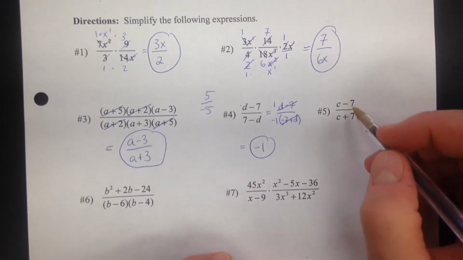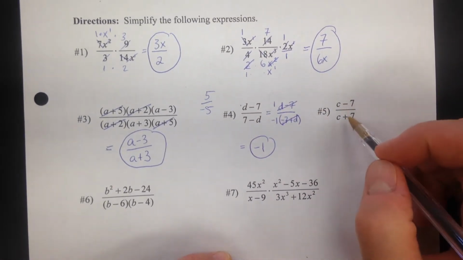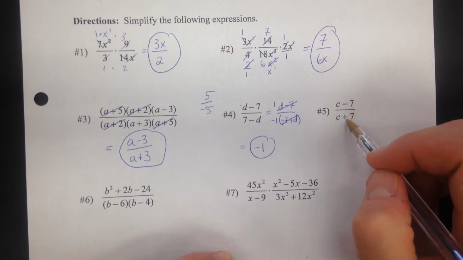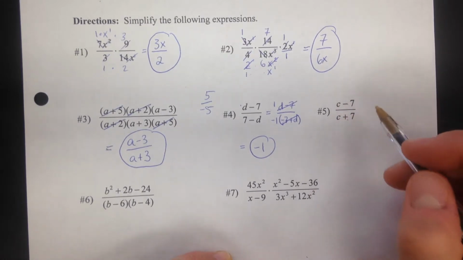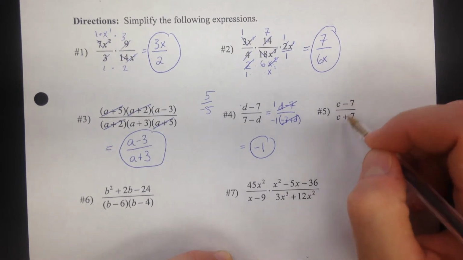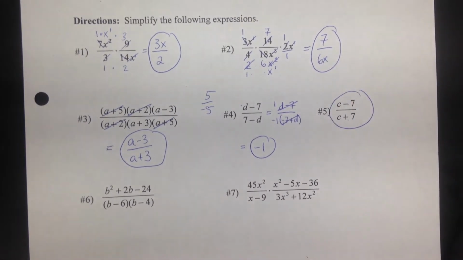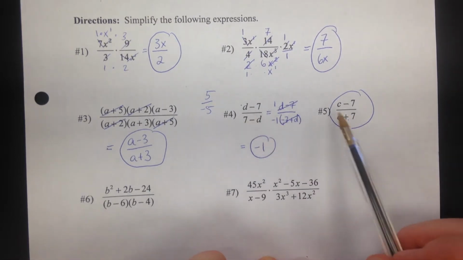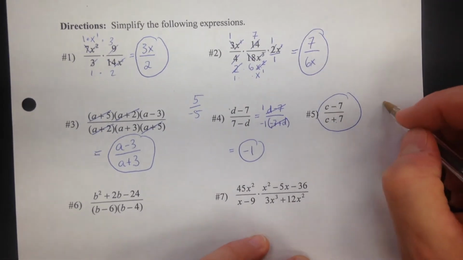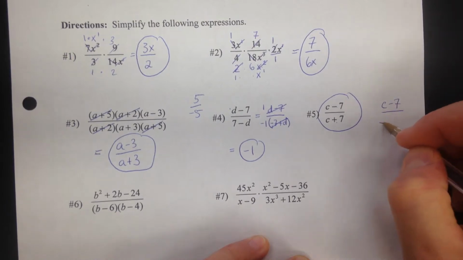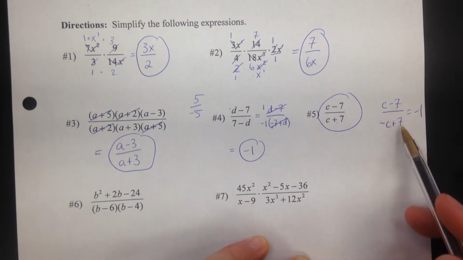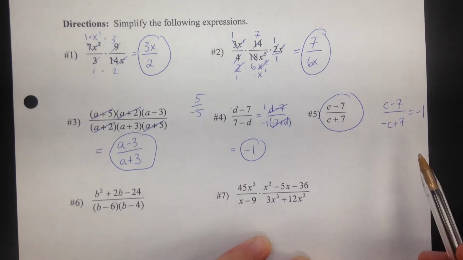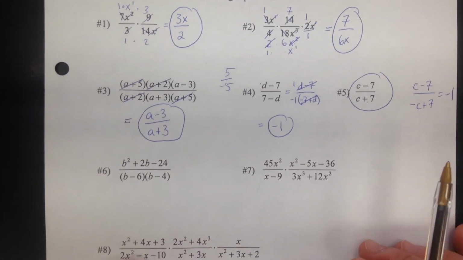Number 5. Now these are not opposites. Yes, this is negative 7 and this is positive 7, but the c's are not opposites as well. So that's it. You can't do anything with that. That's your solution. It's already simplified. So notice the difference between number 4 and number 5. If this had been c minus 7 over negative c plus 7, that would be negative 1, because now they're both opposites, both terms.